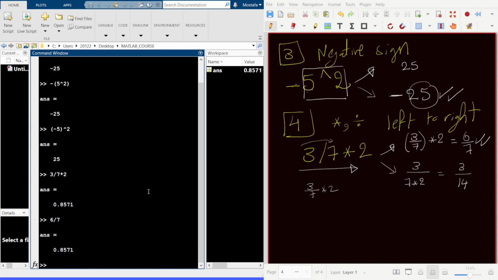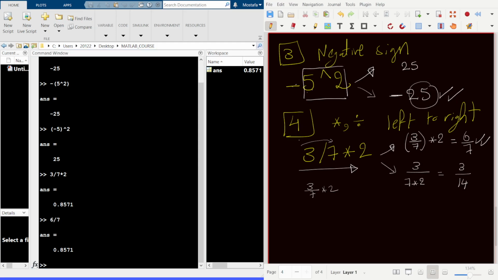So again, it is preferred here that one becomes less ambiguous by putting parentheses as usual, as we have discussed so far. So if you really want to do 3 over 7 first, it's better to put the parentheses here. Or alternatively, if you want to do the 7 times 2 first, you would use parentheses in this location. The final operation, which has the least order of priority, is the addition and subtraction.